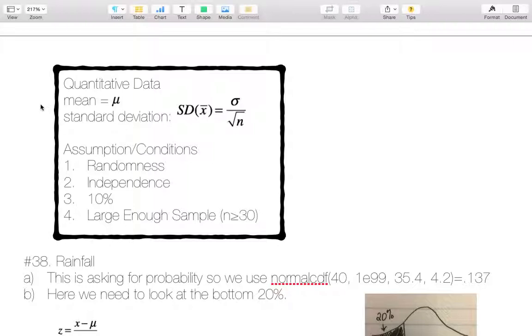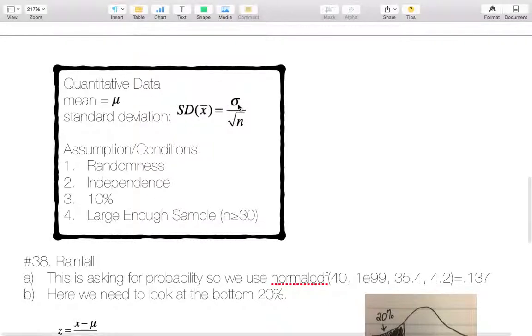So quantitative data, the mean is going to be mu. They're going to tell you a mean, and that mean is going to be the mean of your sample. For standard deviation, they're going to tell you the population standard deviation. And just like before, we're going to have to calculate standard deviation. Except this time, they're actually going to mention standard deviation.